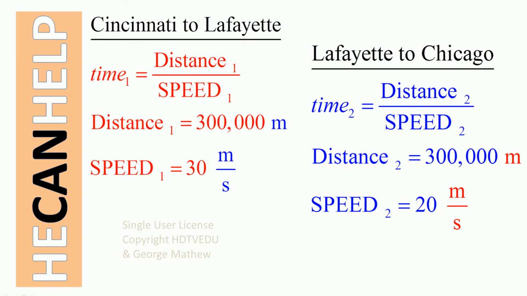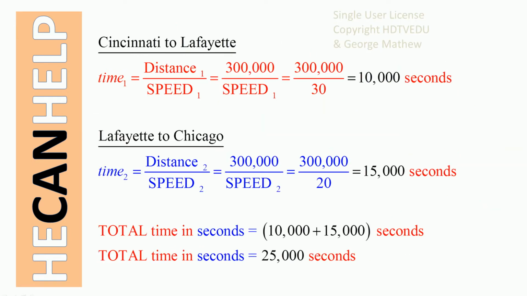Distance is 300,000 meters from Cincinnati to Lafayette, half of 600,000. And we know the speed is 30 meters per second from Cincinnati to Lafayette. Similarly, we have Lafayette to Chicago. We have the distance and we have the speed. So substitute all those numbers and we get the time. What is the time to go from Cincinnati to Lafayette? 300,000 divided by 30 is 10,000 seconds.